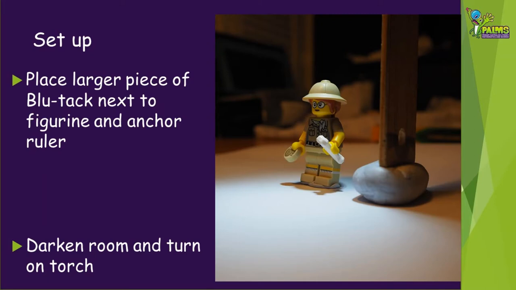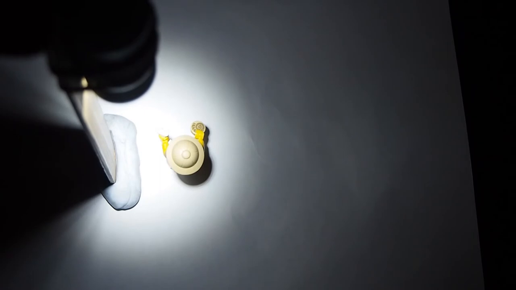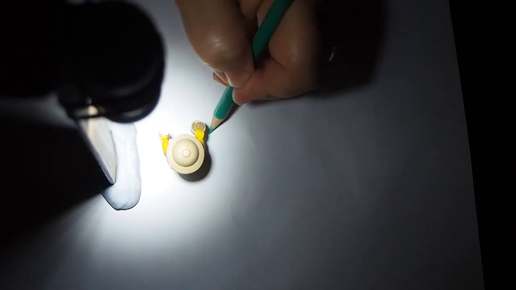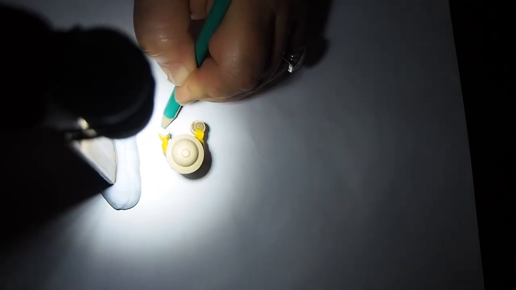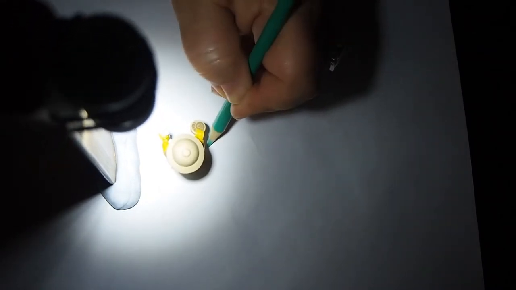Darken the room and turn on the torch. Using a coloured pencil, trace around the shadow that the figurine casts on the piece of paper. It may be easier if you have someone to help you, as they can hold the torch and stop it moving around.